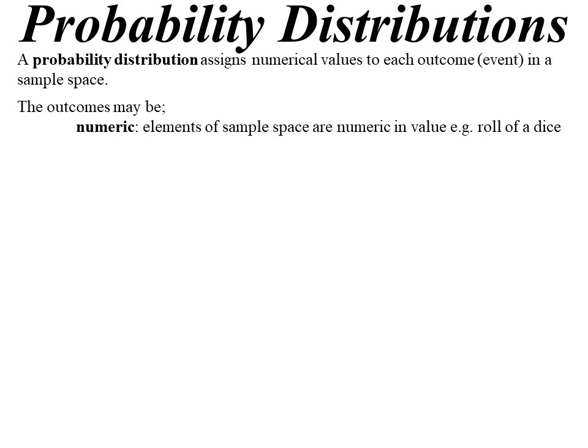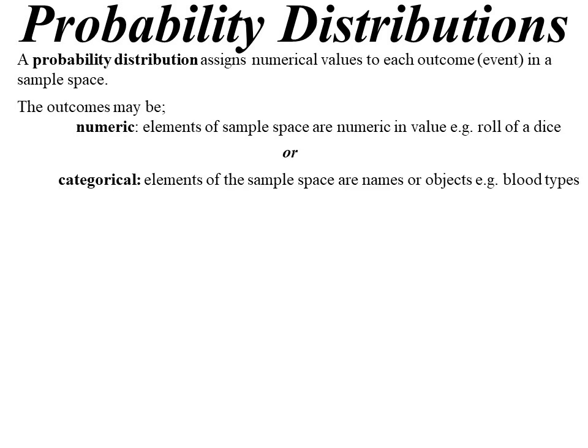A numeric one would be a roll of the dice, because you might get a 1 or a 2 or a 3. They're numbers. But of course, they might be categorical, where the actual elements themselves are not numbers. They might be things. Blood types. You get A positive, B negative, all that sort of stuff.